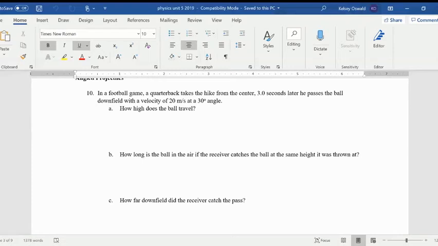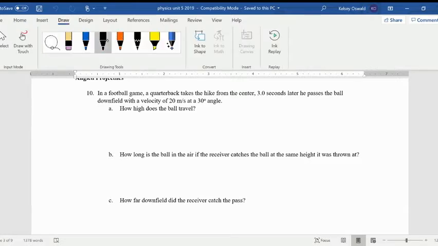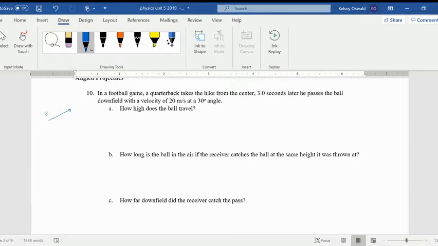We're going to take our projectile homework and just go through these questions. So number 10, we have a quarterback hiking a ball from the center. 3 seconds later, he passes the ball downfield with a velocity of 20 meters per second at a 30-degree angle.